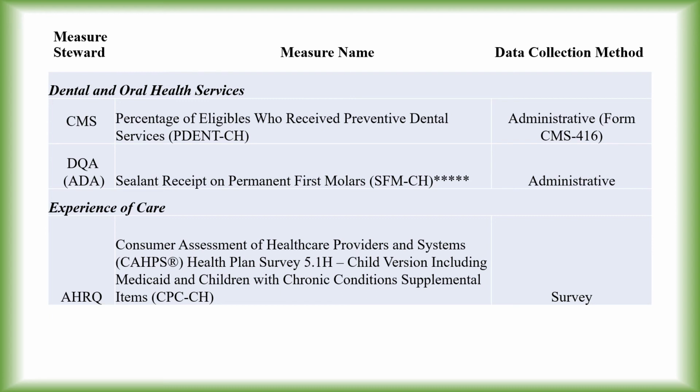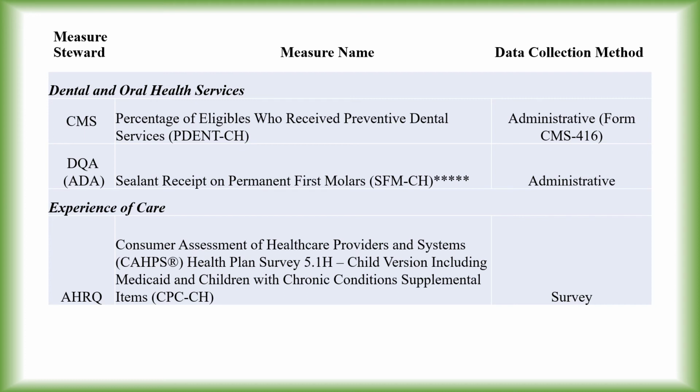The other measure is sealant receipt on permanent first molars, and it has 5 asterisks next to it. These asterisks indicate that this measure was added to the 2021 child core set. It replaces the dental sealants for 6 to 9-year-old children at elevated caries risk measure, which was retired by the measure steward. The measure steward is the DQA, and administrative is the data collection method.